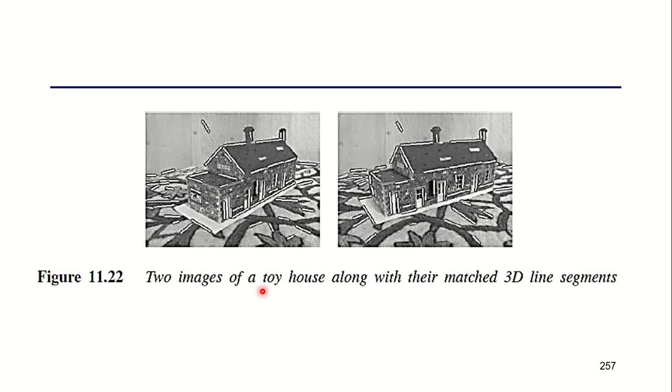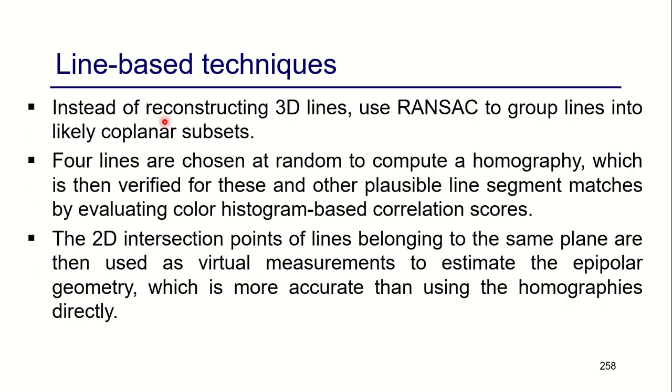The figure shows the two images of a toy house along with their matched 3D line segments. So instead of reconstructing all the 3D lines, use RANSAC to group lines into likely coplanar subsets. 4 lines are chosen at random to compute a homography, which is then verified for these and other plausible line segment matches by evaluating color histogram based correlation scores.